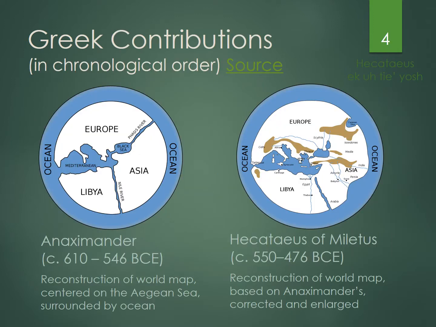Other Greek contributions in chronological order include the following. On the left, we see Anaximander's reconstruction of a world map centered on the Aegean Sea, surrounded by ocean. It was very common for early maps to put oceans all along the perimeter, as oceans provided the limit of the known world. A similar map is shown on the right, but this one's by Ekataios of Miletus. This is a reconstruction of a world map based on Anaximander's, but it's been corrected and enlarged by comparison. It also includes other features.